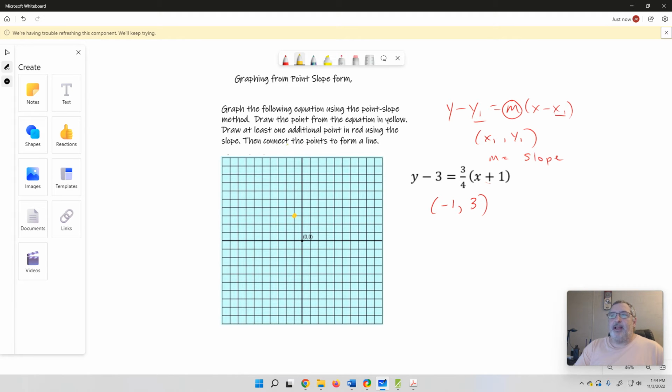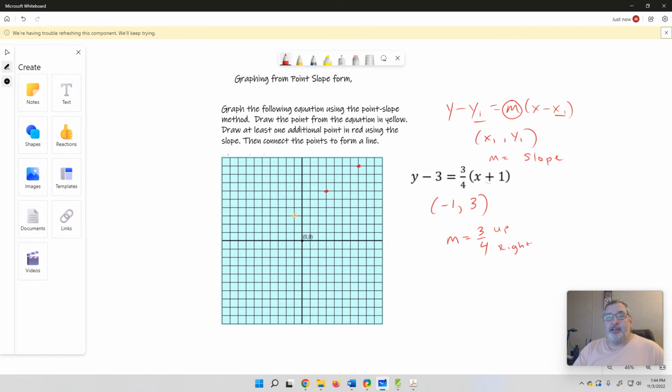And then it says plot at least one additional point. I suggest you do 2, but 1 is good in red. So the slope is 3/4. So that means from this point, I'm going to go up 3, right 4. So up 3, 1, 2, 3, right 4, 1, 2, 3, 4. Now I can continue to go in that direction, 1, 2, 3, 1, 2, 3, 4.